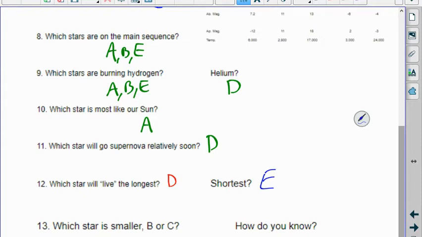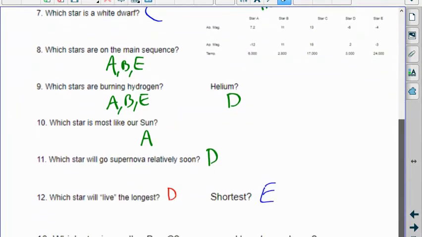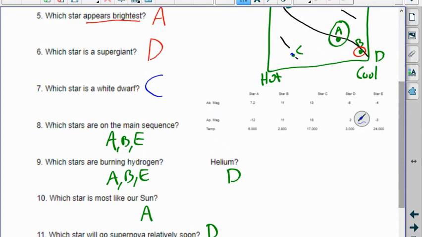I'm sorry? It's B? Did I write the wrong thing? Oh, thank you so much. I appreciate that. For 12, 12 is B. Thank you. Because that is the little guy down there. I was looking at the D over here.